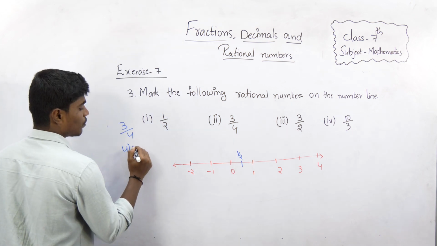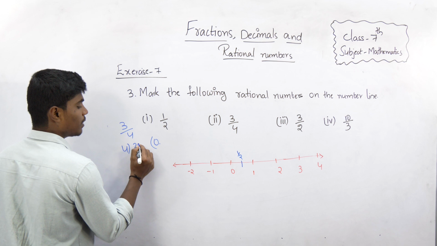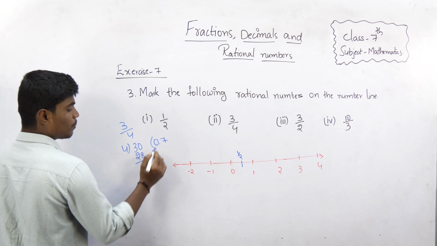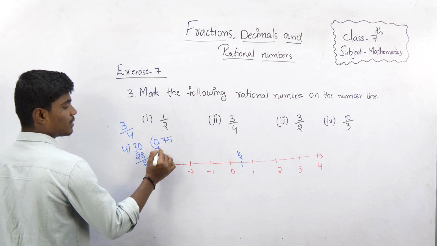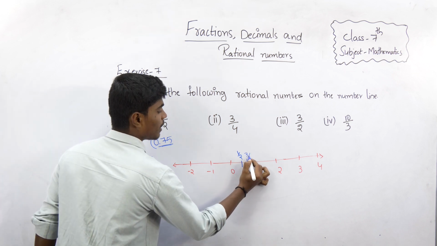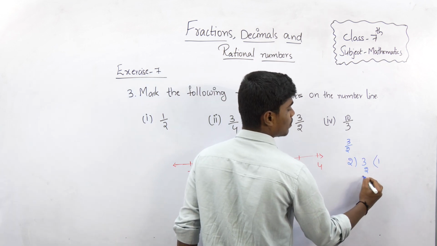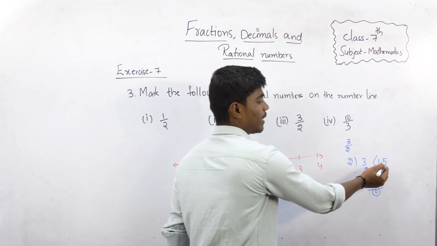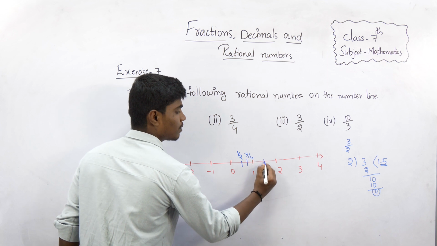3 by 4 means 3 divided by 4. 4 dividing 3 is not possible, so we use point 0. Now 30. 4 7s are 28. Remainder 2, and 0. So 4 5s are 20. The remainder is 0. The answer is 0.75. 0.75 lies between 0 and 1. Now let's see the third one, 3 by 2. 2 1s are 2. Then 1.0. 2 5s are 10. The remainder is 0. See, the answer is 1.5. 1.5 lies between 1 and 2, in the middle. So here is 3 by 2.